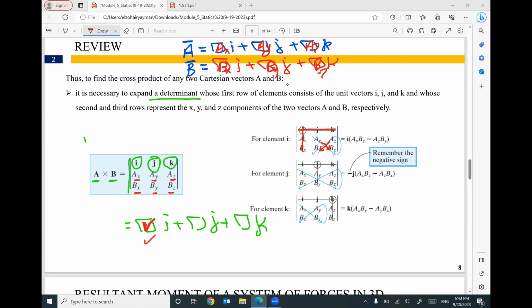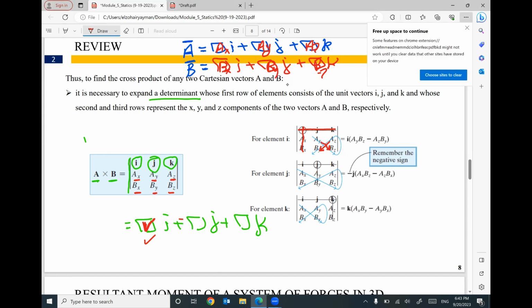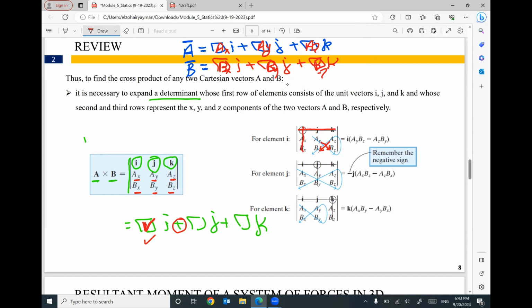And the second one, this one, should be negative. For the second one, I will cancel this column and this row. So I will multiply this value by this value minus this value times this value to give you this term. If you would like to figure out the third term, I need to cancel this row and this column for the k and multiply this one by this one minus this one times this one, so you can get the third term.